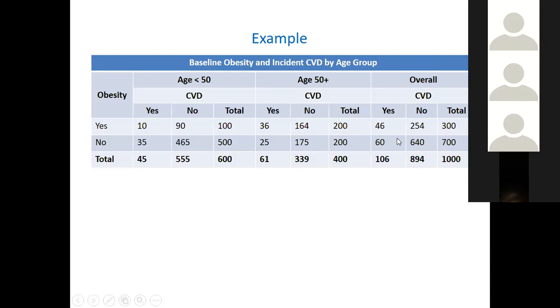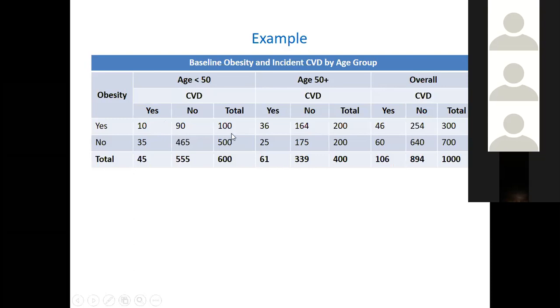But when we split it into two strata, people that are less than 50 years old, and because age is a confounder, maybe it's a confounder or modifier, we don't know. So we want to look at the effect of age now as a confounder, confounding the relationship between obesity and cardiovascular disease. So try to split the data into two, for the age less than 50.